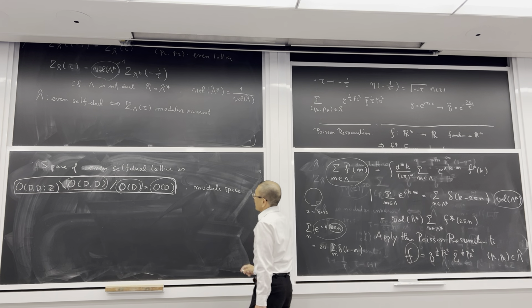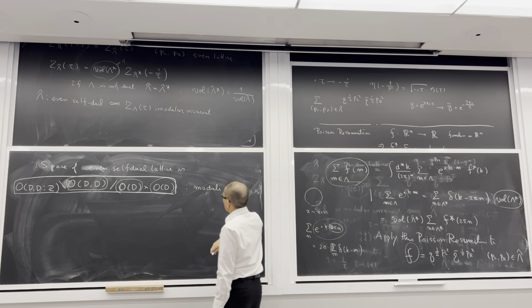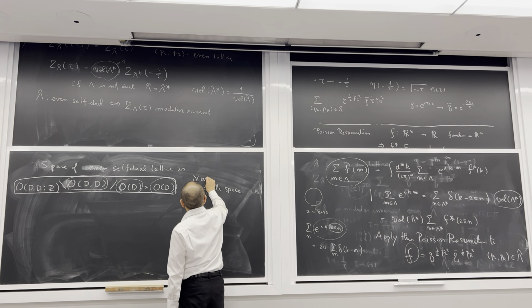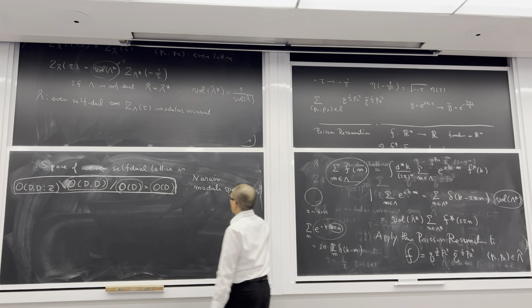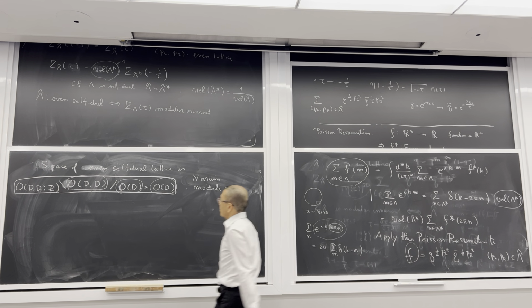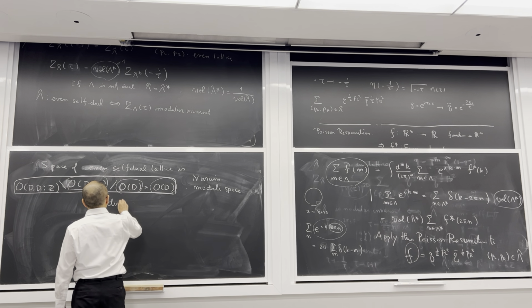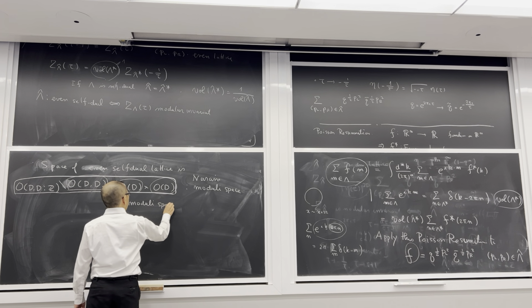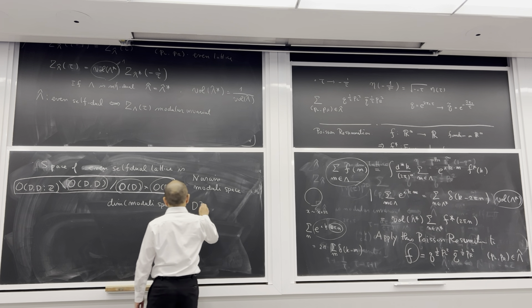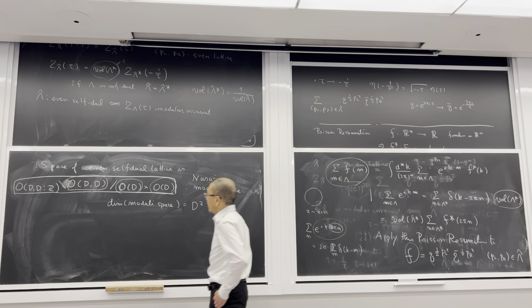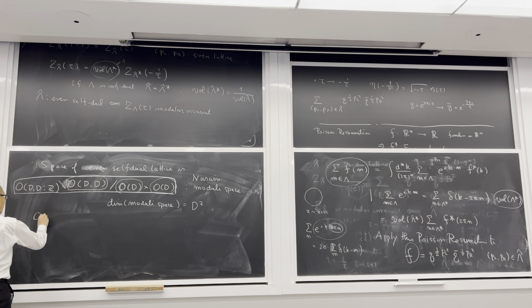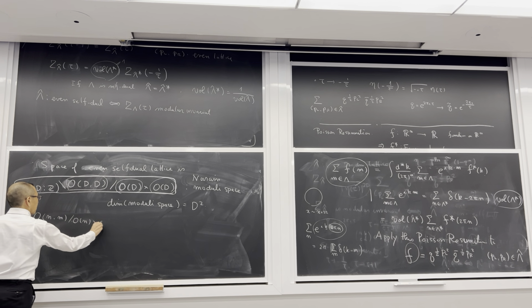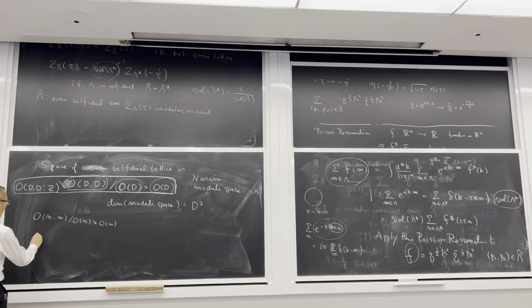Moduli space of string compactification of this type was considered by Narain, so this is called the Narain moduli space. The dimension of the Narain moduli space is d squared. In general, if you have a Grassmannian manifold of this type, then its dimension is n times m.